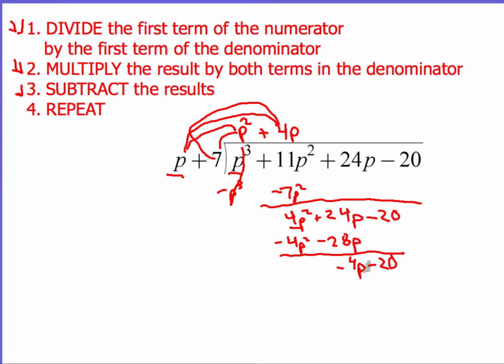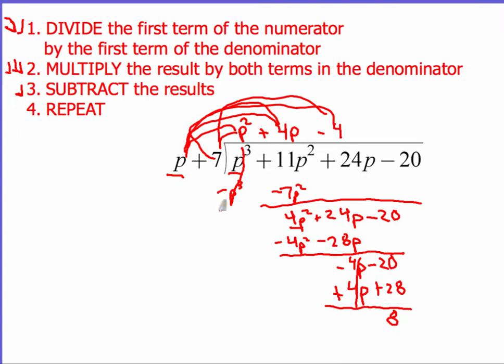So I'm going to divide. Negative 4p divided by p is negative 4. Now I multiply. Negative 4 times p is negative 4p. Negative 4 times 7 is minus 28. So I multiplied, now I subtract. Because these are already minuses, when I subtract, it actually turns them into pluses. The first two cancel. Negative 20 plus 28 is 8.